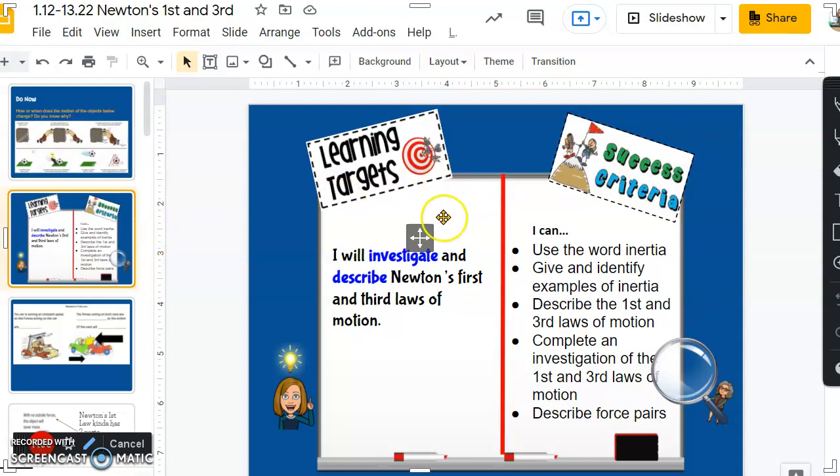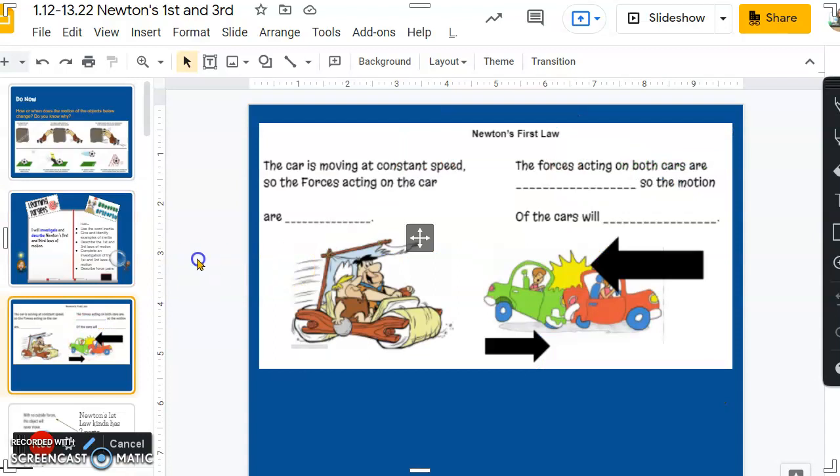Now our objective is we will investigate and describe Newton's first and third laws of motion. We can use the word inertia. We can give and identify examples of inertia, describe those first and third laws, complete an investigation, and describe force pairs. So as we're looking at this, first of all, here on the left is Fred and Barney.